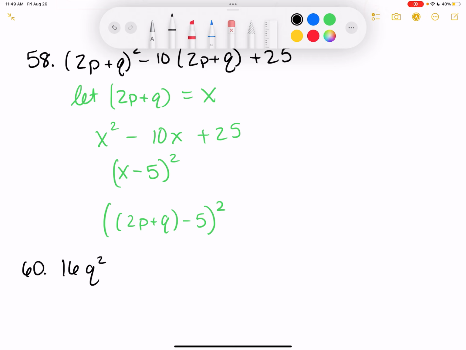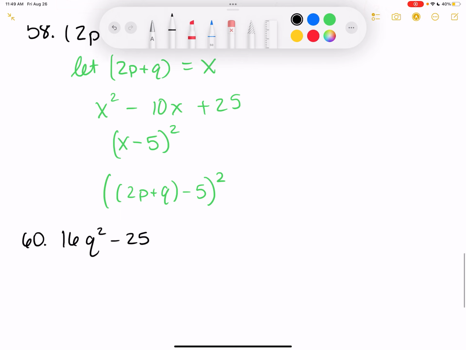16q squared minus 25. They're so big. I think they sent me the wrong size, bro. These are huge. So what is this?